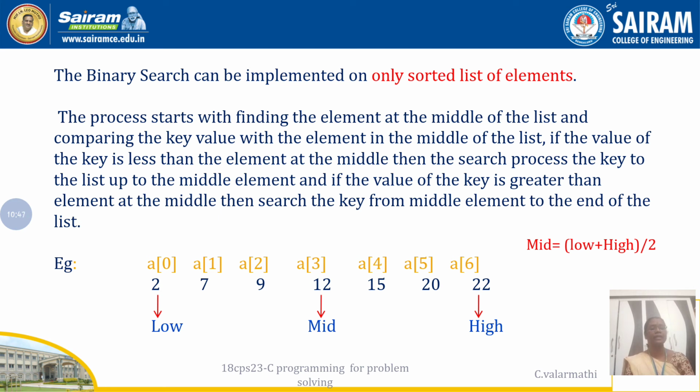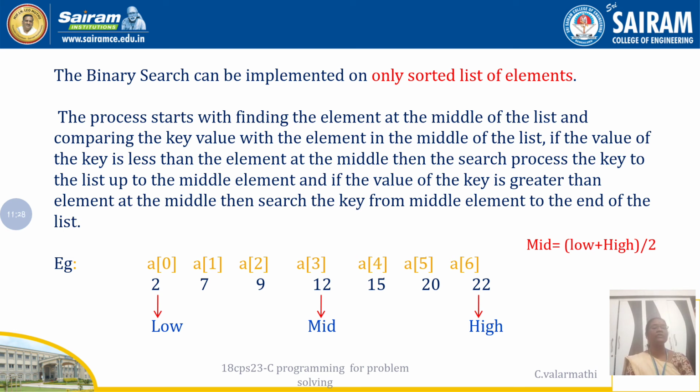In that case, the low value is reinitialized, so low will be A of mid. High will remain the same, because we are focusing on the rightmost part only. So high will not change; only the low value will be reinitialized. So low is equal to mid. Then it will again find the mid. Now the low value is 3 and high is 6. So 3 plus 6 divided by 2: 3 plus 6 is 9, 9 divided by 2 equals 4.5. So if you take A of 5, obviously A of 5 will be the mid.